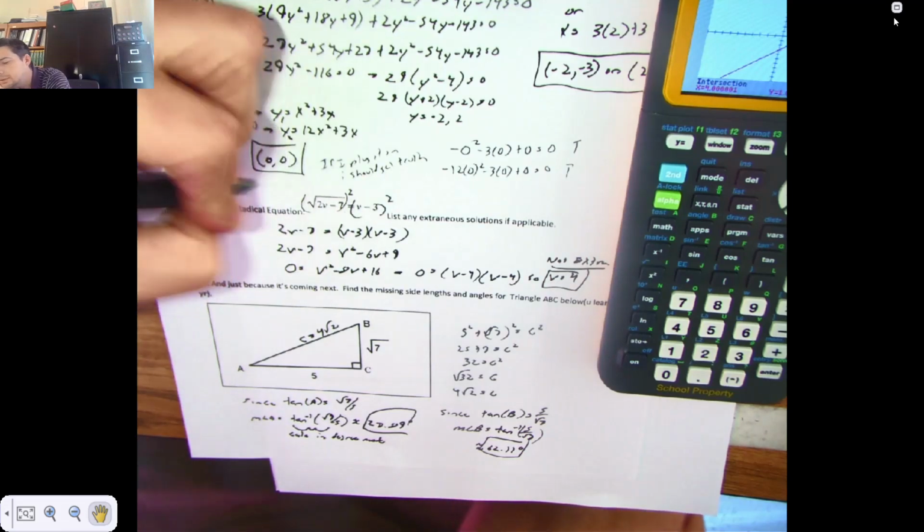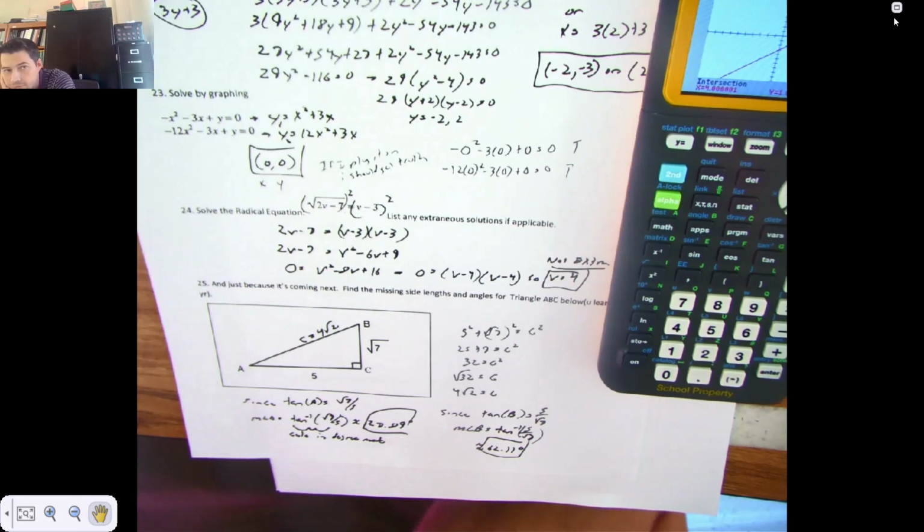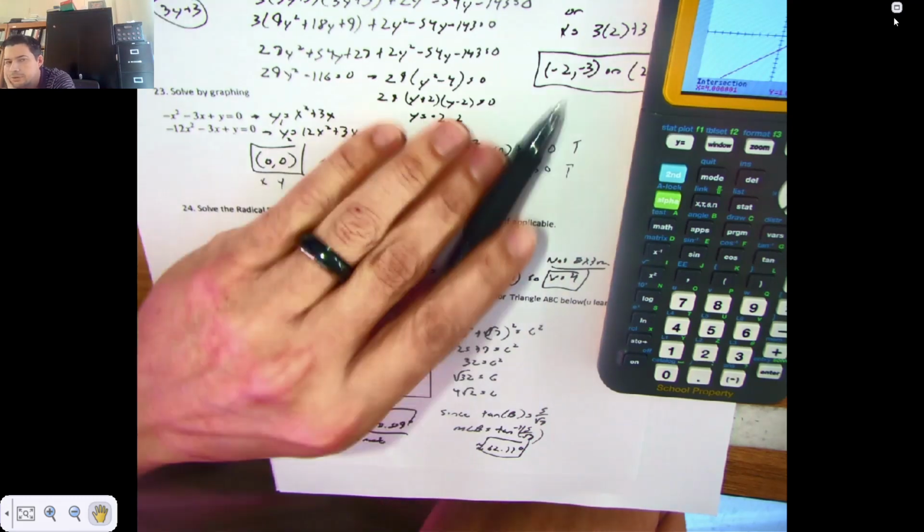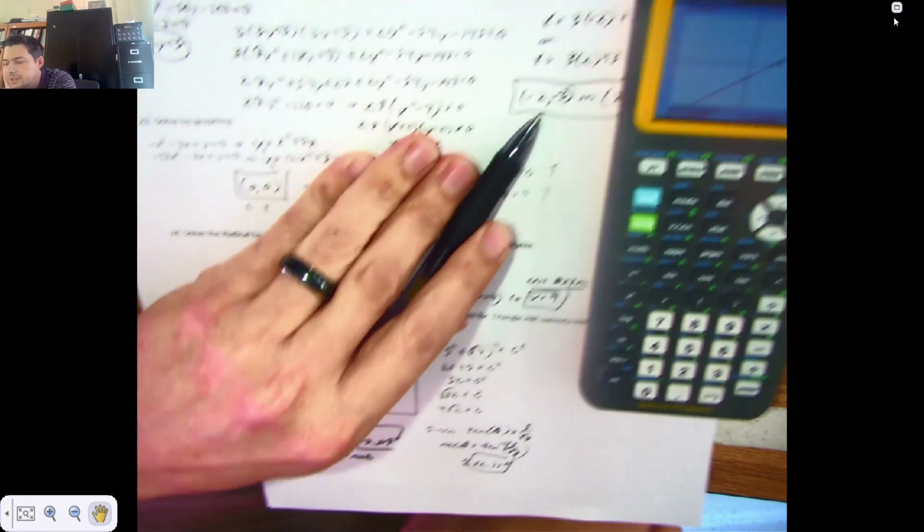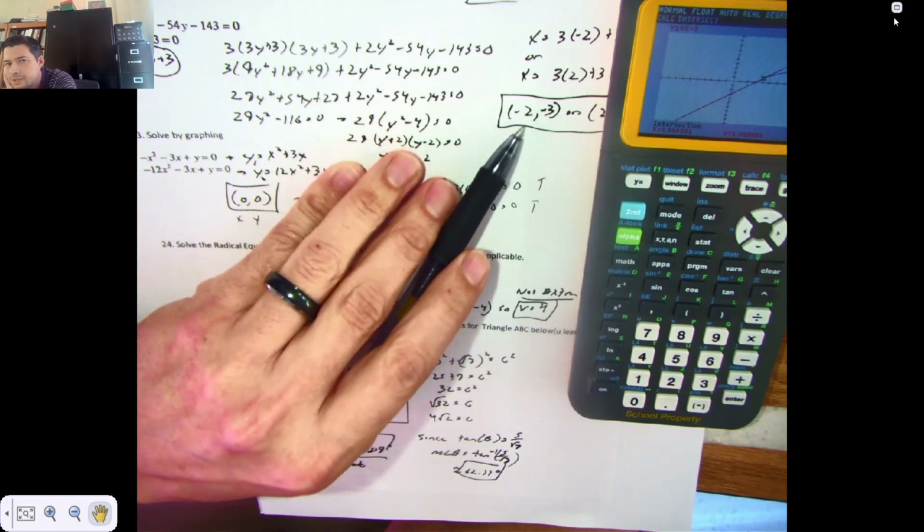And do remember that this was X and this was Y. You got to plug them in where they're supposed to be. This is an answer choice. Everywhere I see an X, I plug in an X.